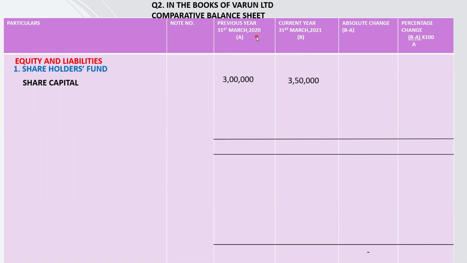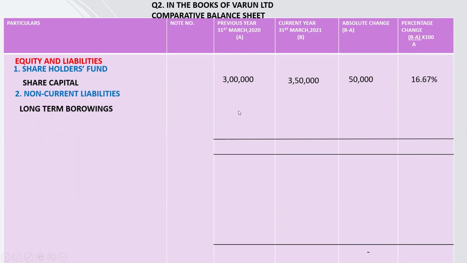But when you prepare a comparative balance sheet, you will first write the column of the previous year and then the column of the current year. Now you will calculate the amount of absolute change, which is 3,50,000 minus 3 lakh, and the change is 16.6%. And how has this change been calculated? This change has been calculated by dividing this 50,000 by 3 lakh rupees.